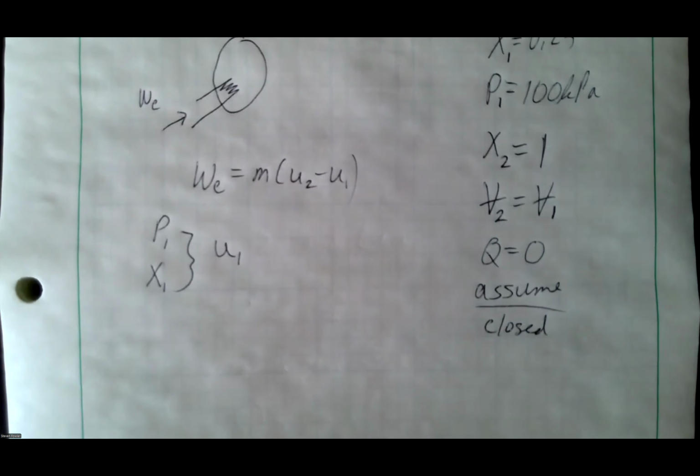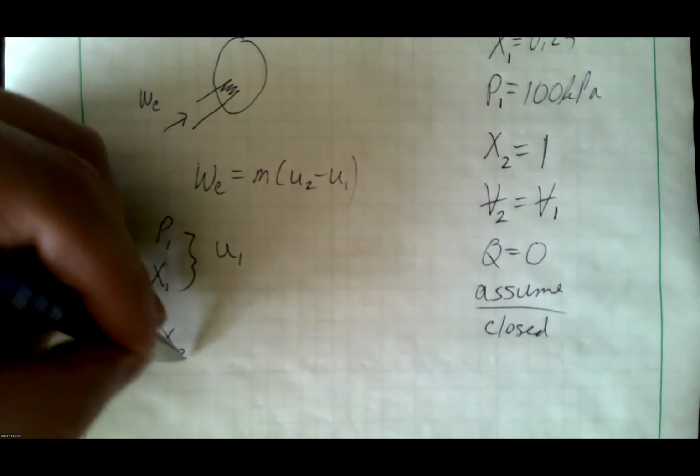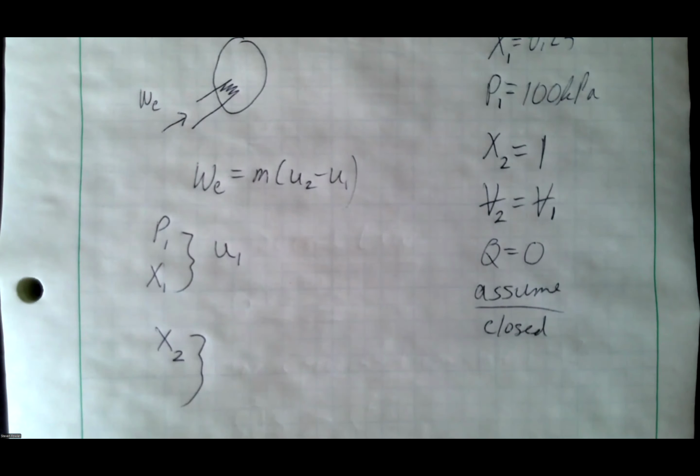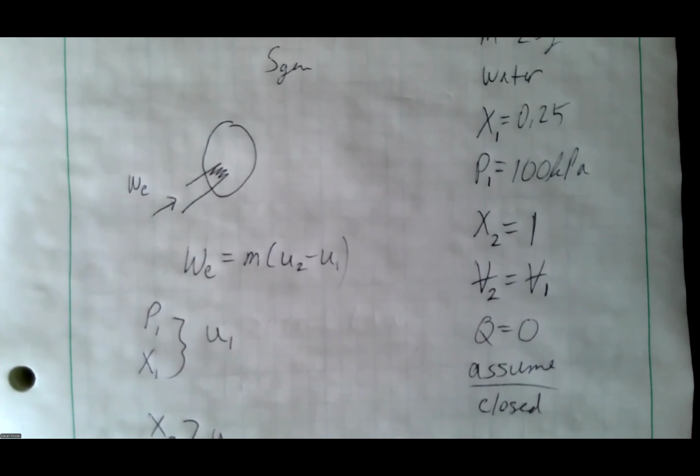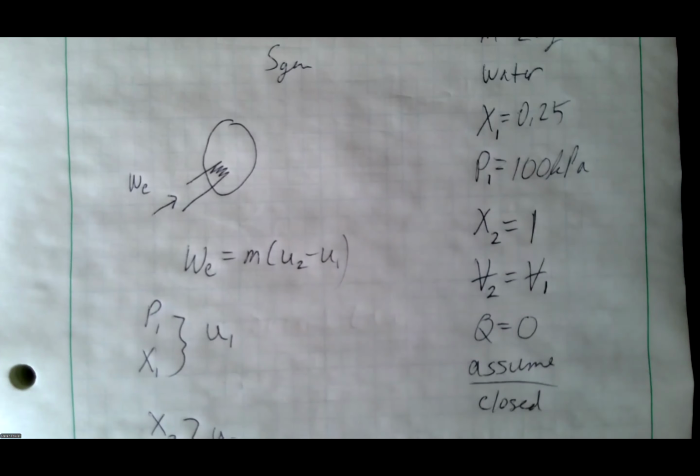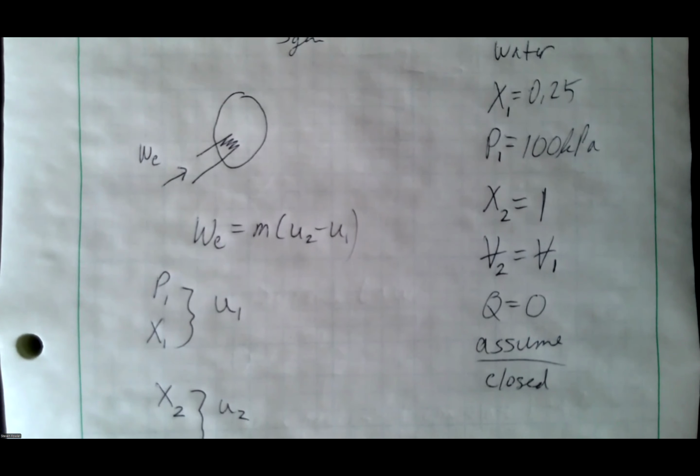And what do I know about state two? Here's where I'd say, all right, what do I know about state two? And this is how you should approach your homework problems and the test problem. Well, I need to figure out U2 now. How am I going to find U2? I need two properties to find U2. What do I know about state two? Well, I know state two is saturated vapor, at least that's what I'm assuming. What else do I know?